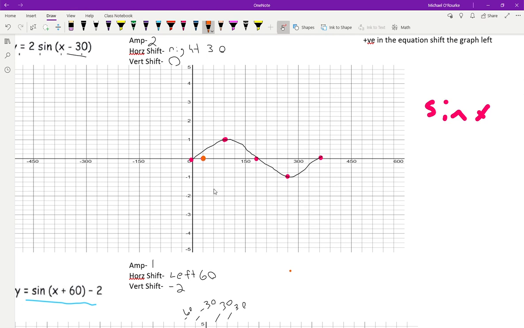Okay? Does everyone understand how I find where my first dot goes, like where my starting point goes? Can I get a yes or no in chat for that?